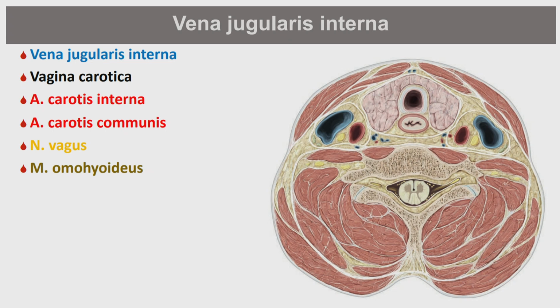And this is the cross section that definitely you have to know about the content of the carotid sheath. This is the carotid sheath, which is mainly formed by the pretracheal fascia, and laterally the internal jugular vein, medially the common carotid or internal carotid artery, and between these two, behind, is the vagus nerve. So this is very, very important to pay attention to, and thank you for your attention.